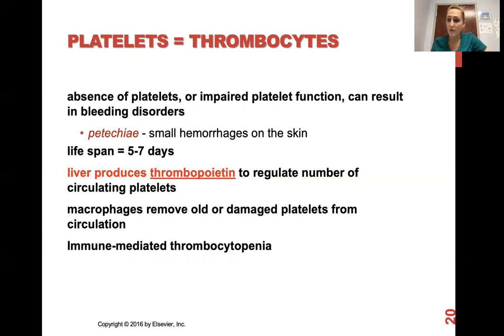Thrombocytes have a lifespan of about 5 to 7 days. The liver produces thrombopoietin to regulate the number of circulating platelets. So remember, the kidney produced erythropoietin that told the body to make more red blood cells. This is more specific to thrombocytes, the liver, and thrombopoietin. Macrophages in the body remove old or damaged platelets from circulation. And immune-mediated thrombocytopenia is when the body's own immune system is attacking the thrombocytes and getting rid of them, and then you have all these clotting type issues resulting from that.